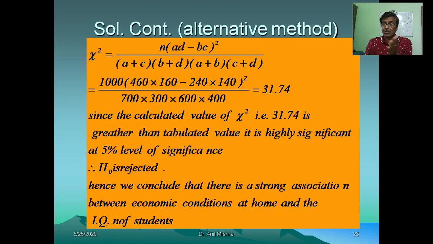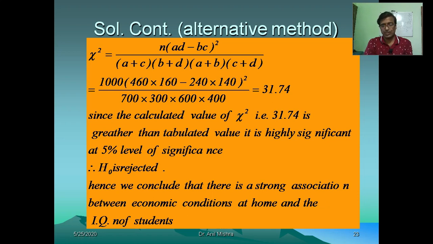And as the alternative method, you can follow the direct method. So N whole into (AD minus BC) whole square divided by row total into column total. We find the same outcome, the same result, that is 31.74. Okay. And the same conclusion. So we have to reject the null hypothesis. Hence we conclude that there is a strong association between economic background and the IQ level of the students.